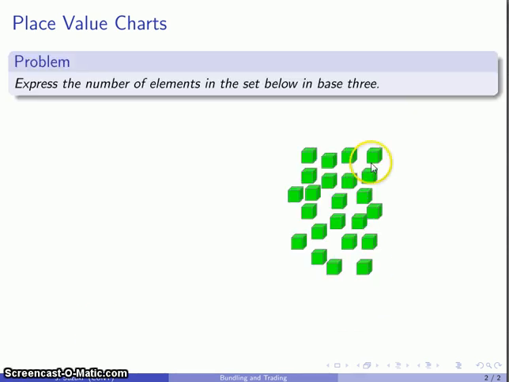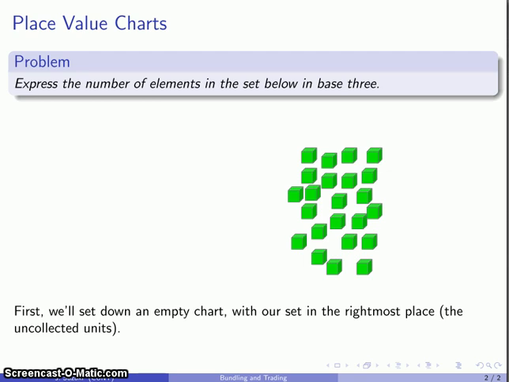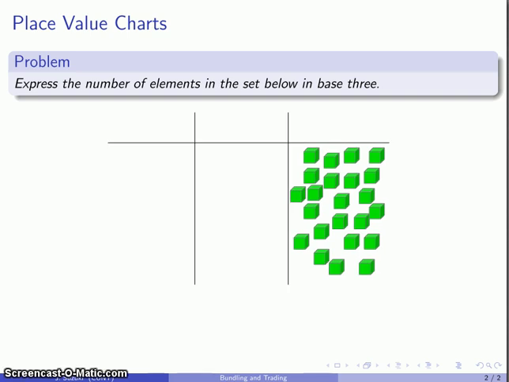So let's suppose we have a whole mess of objects here, and we want to express the number of elements that are present in base 3. To start out with, I'll set down an empty place value chart with our set in the rightmost place. That's where we're going to put the uncollected units.